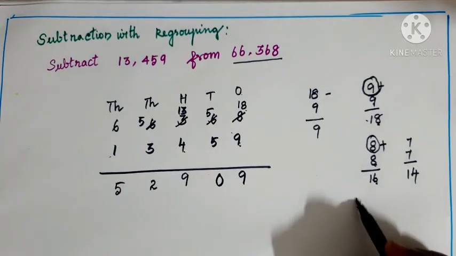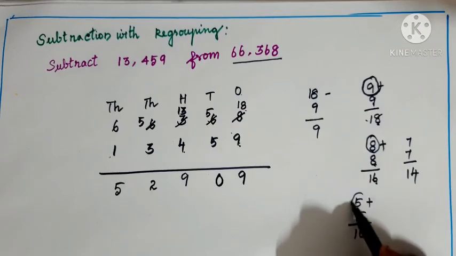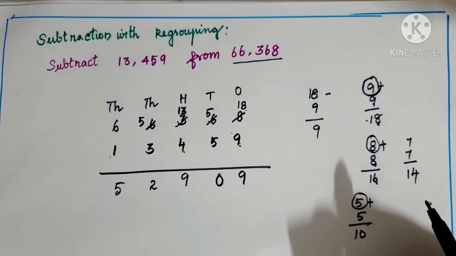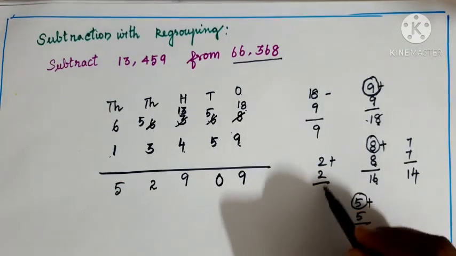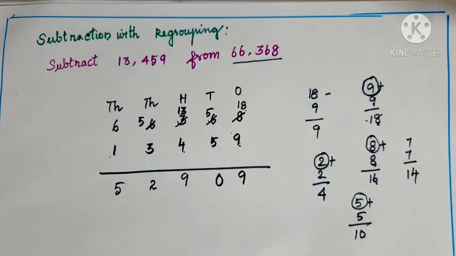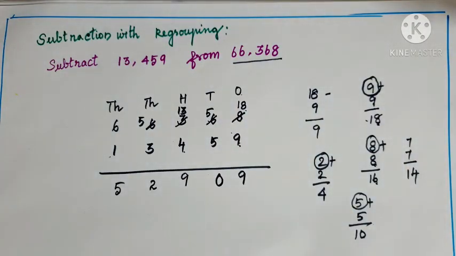So 5 plus 5 is 10, isn't it? So 10 minus 5, the answer is 5. Yes. Do you understand? 2 plus 2 is 4. 4 minus 2 is 2. Yes. With this, you can easily subtract and write. Is it clear?